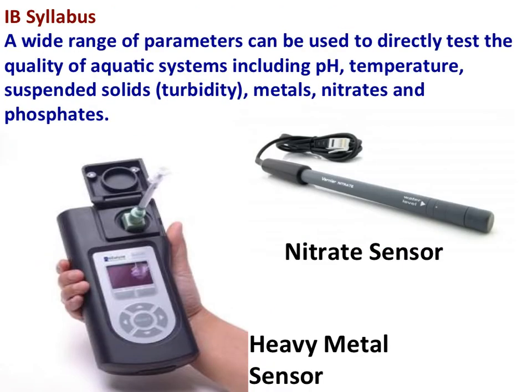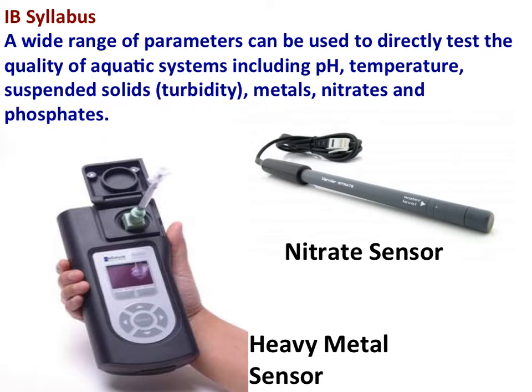Here is the first IB syllabus statement of the movie. A wide range of parameters can be used to directly test the quality of aquatic systems, including pH, temperature, suspended solids, otherwise known as turbidity, metals, nitrates, and phosphates.